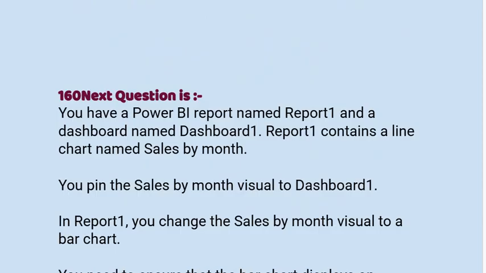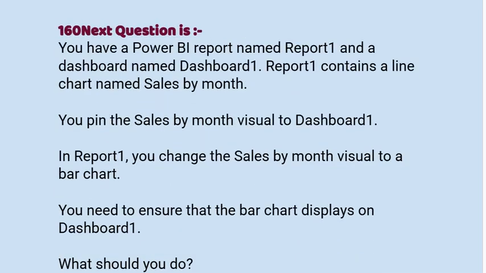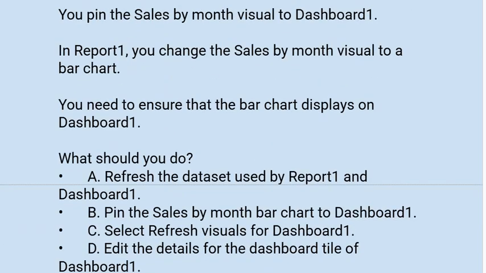Question is, you have a Power BI report named Report 1 and a dashboard named Dashboard 1. Report 1 contains a line chart named Sales by Month. You pin the Sales by Month visual to Dashboard 1. In Report 1, you change the Sales by Month visual to a bar chart. You need to ensure that the bar chart displays on Dashboard 1. What should you do?